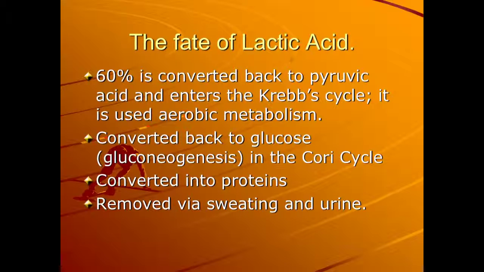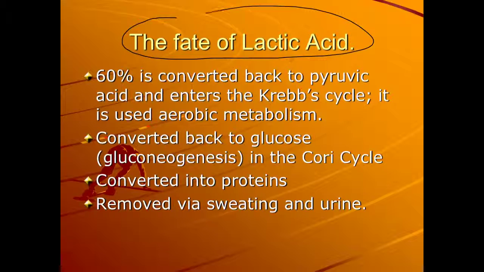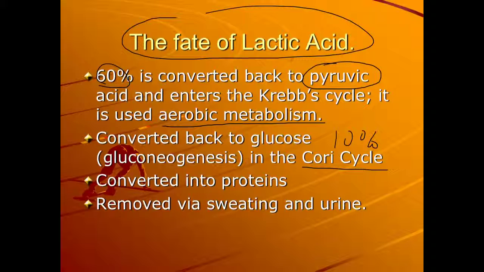Okay, so we were talking about the fate of lactic acid, where it's going to go, and about 60% of it goes into the Krebs cycle and is converted back to pyruvic acid. That's because there's a lot more oxygen present in aerobic metabolism, which we didn't have before, so now we can break down lactic acid rather than leaving it in the muscles. Some is converted back to glucose, about 10%, in the Cori cycle, 5 to 10% is converted to proteins, and the rest is lost in sweat and urine.